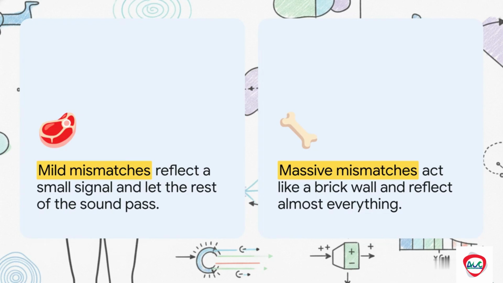If you have a mild mismatch, like say fat sitting next to muscle, the boundary bounces a small, delicate signal back to the probe and lets the rest of the sound wave pass right through to see the deeper stuff. But if you hit a massive mismatch, like soft tissue directly against bone or air, that boundary acts like a total brick wall. It reflects almost everything right back. This is exactly why we absolutely have to use ultrasound gel to kill that air gap between the probe and the skin. And it's also why dense bone leaves a massive dark shadow right behind it.